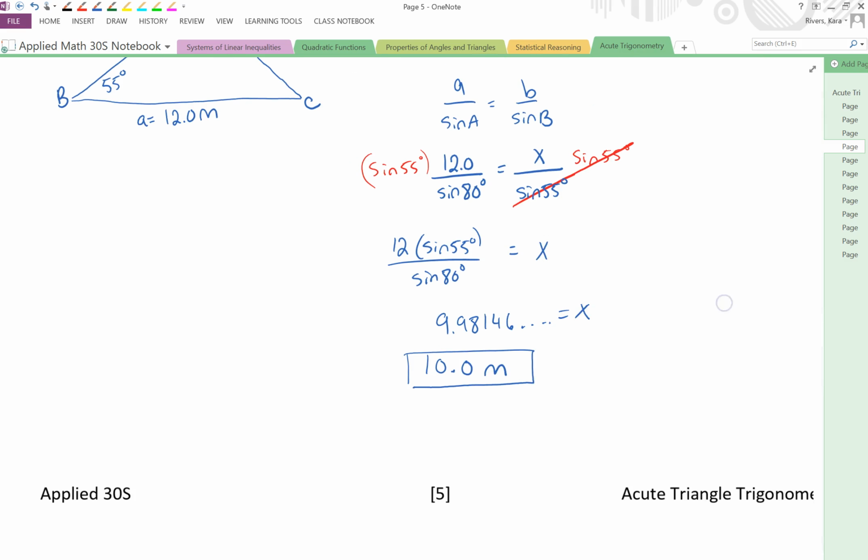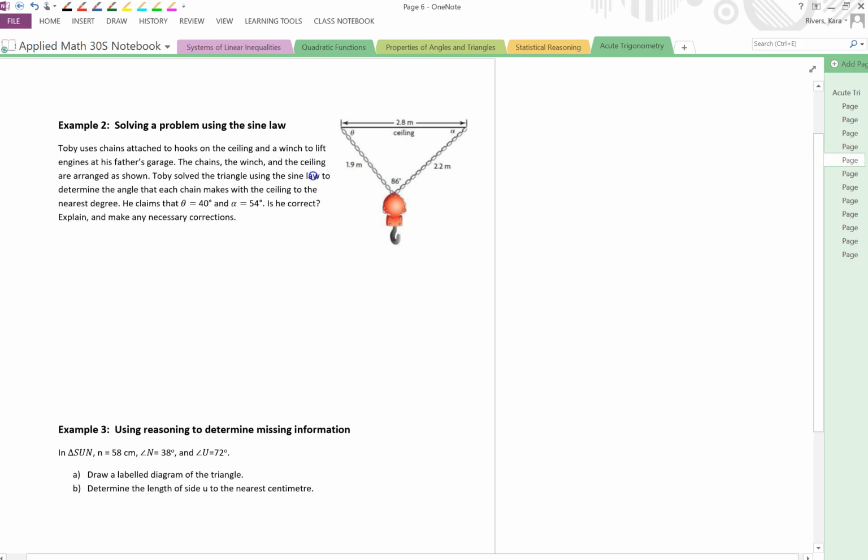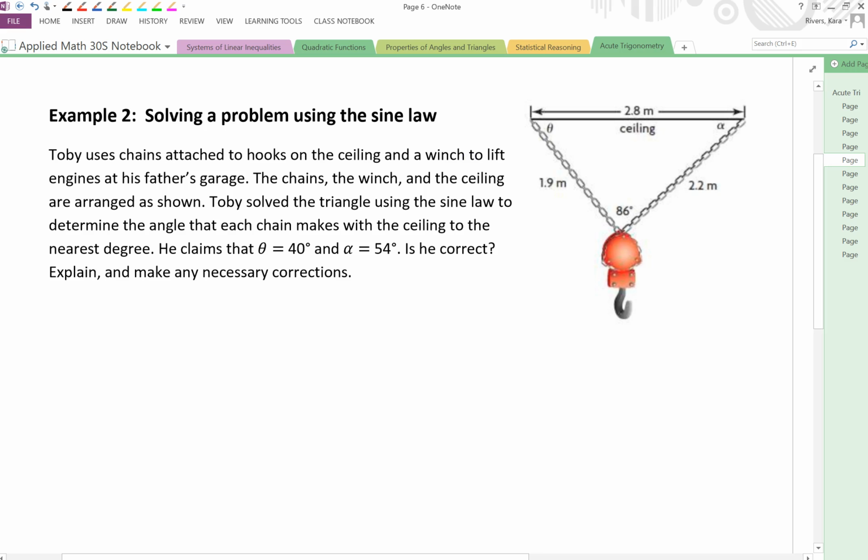Let's have a look at example 2. Solving a problem using the sine law. Toby uses chains attached to hooks on the ceiling and a winch to lift the engine at his father's garage. The chains, the winch, and the ceiling are arranged as shown. Toby solved the triangle using the sine law to determine the angle that each chain makes with the ceiling to the nearest degree. He claims that theta is 40 degrees and alpha is 54 degrees. Is he correct? Explain and make the necessary corrections.